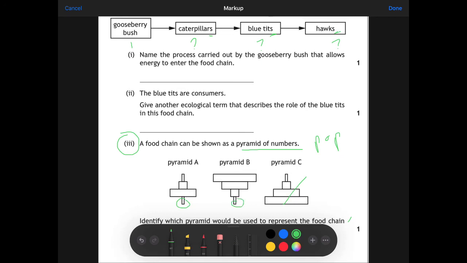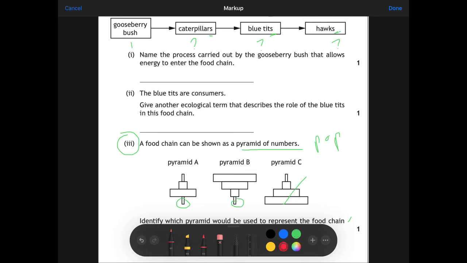Both of these have a narrow bar at the bottom, which is the way you'd represent a small population such as 1. We don't actually know the population of the caterpillars, blue tits and hawks, so how are we meant to answer this? Well, we can't tell the size of the bars, but the shape should give it away. On A, it's getting smaller each time, and B, it's getting larger each time.